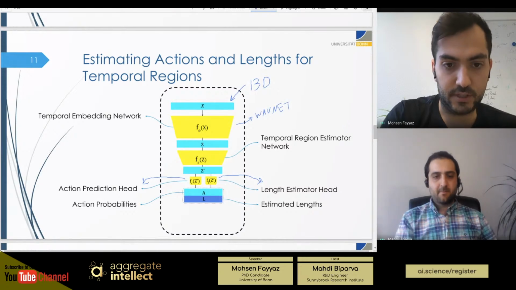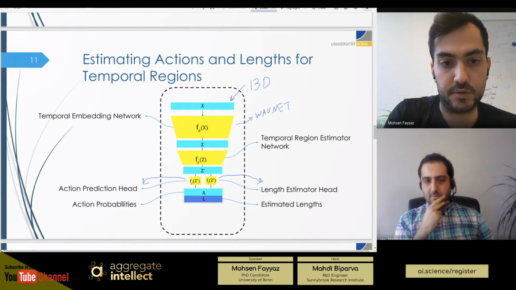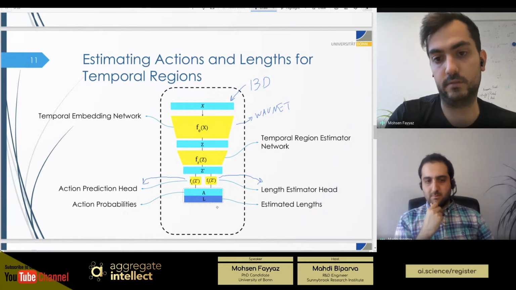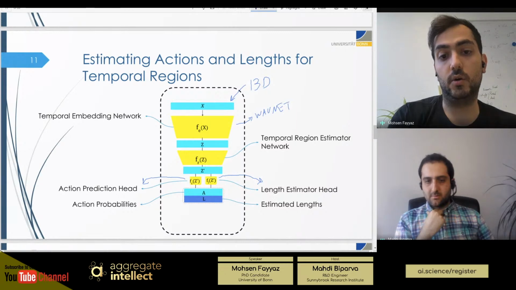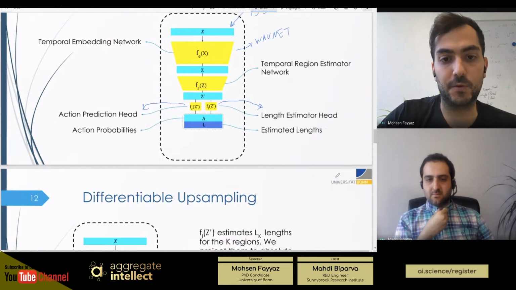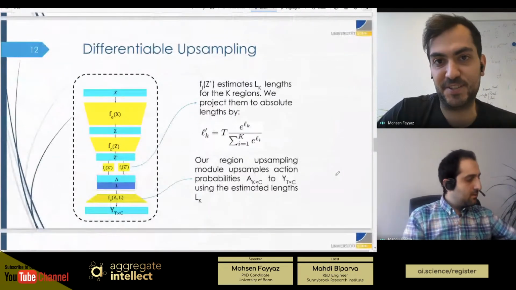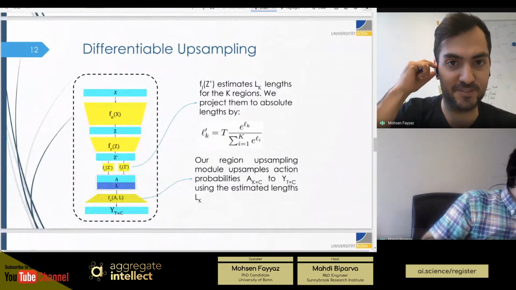Yes, for each region. And finally, we will get these action probabilities, a set of action probabilities, and also this ordered set of estimated lengths. So the problem is, how can we solve it, because we don't have the supervision?